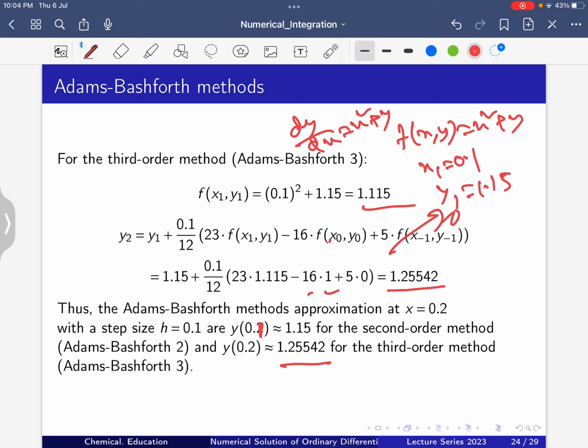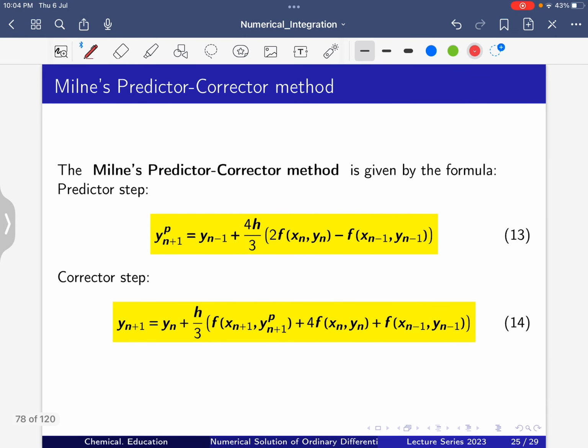That's it about the Adams-Bashforth method. Now I am going to talk about the Milne predictor corrector method. The predictor step is y^p_{n+1} = y_{n-1} + 4h/3 [2f(x_n, y_n) - f(x_{n-1}, y_{n-1})], and the corrector step is y_{n+1} = y_{n-1} + h/3 [f(x_{n+1}, y^p_{n+1}) + 4f(x_n, y_n) + f(x_{n-1}, y_{n-1})]. So that is the corrector step.